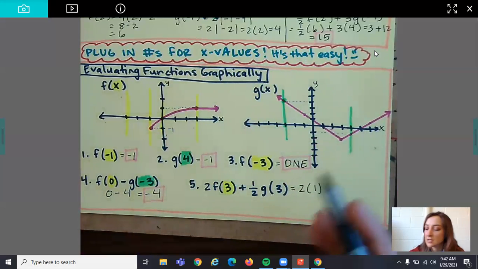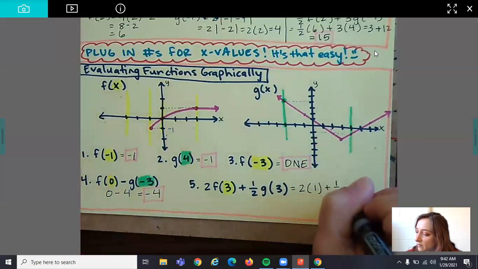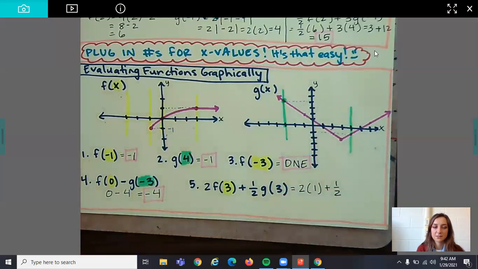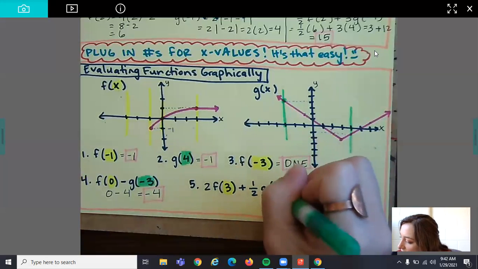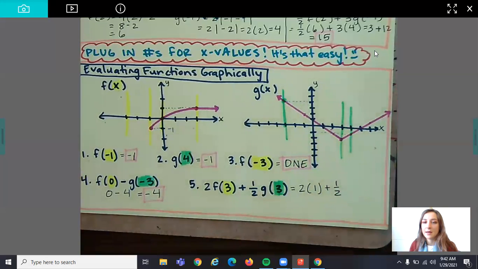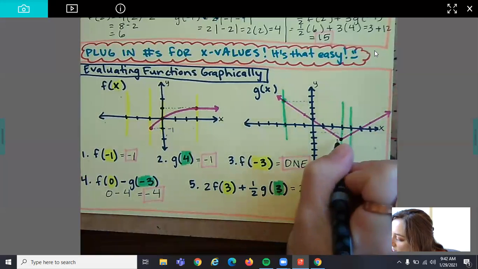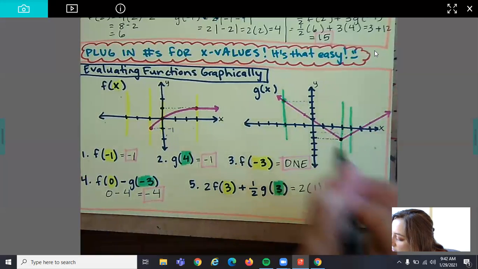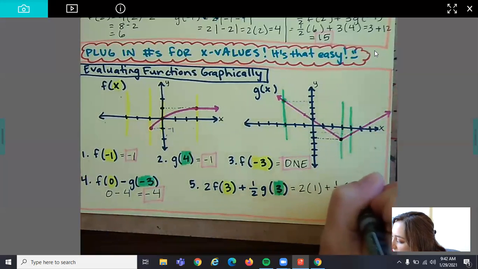Now let's look at the g. So we're going to do +1/2 and figure out what our g value is. We're going to go to 3 on the g graph, so 3 is right here. And you can see that that is hitting this point, which is corresponding to the value of -2. So we're going to put -2.